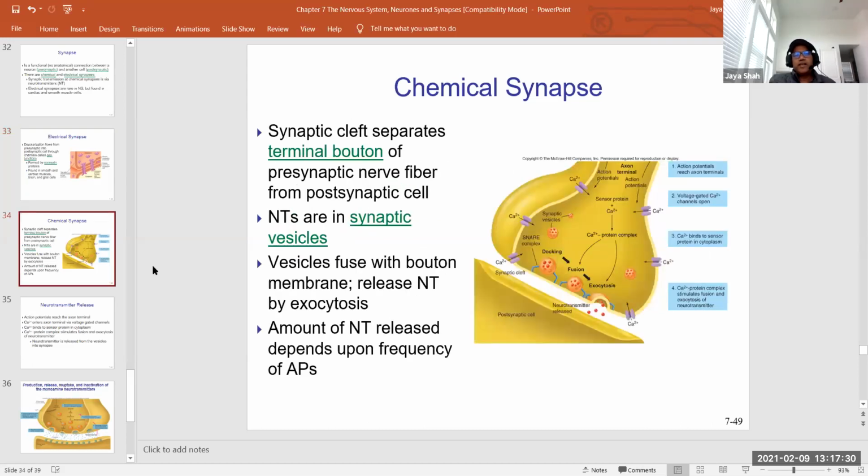So now, chemical synapse. Chemical synapse is usually between neurons and other cells in the body. If it is between neurons, then we call it a synapse or neuronal synapse. If it is between a neuron and a muscle, then what do we call it? We call it a neuromuscular junction. Let's see, presynaptic neuron and postsynaptic cell. If this is a muscle cell, then what do we call it? Neuromuscular junction.